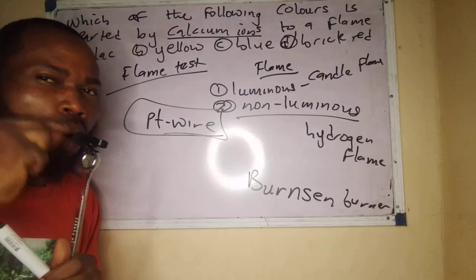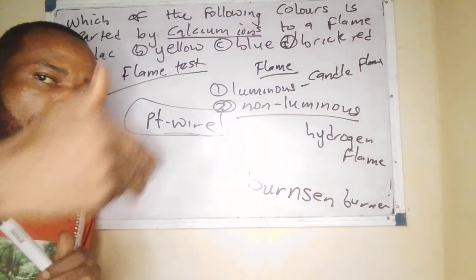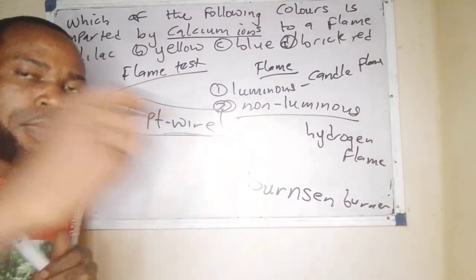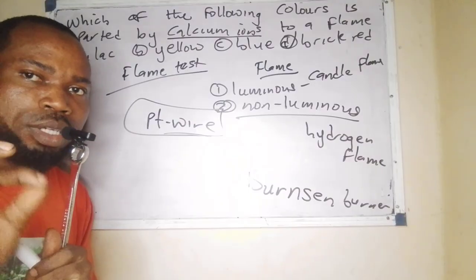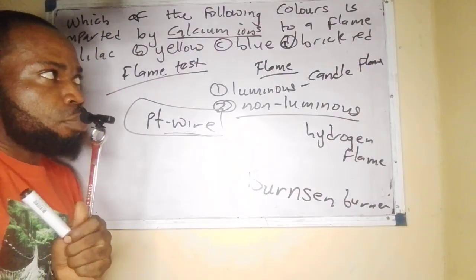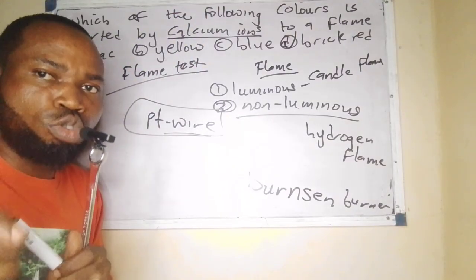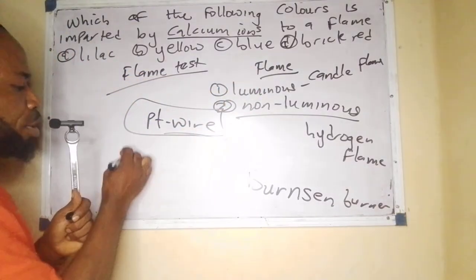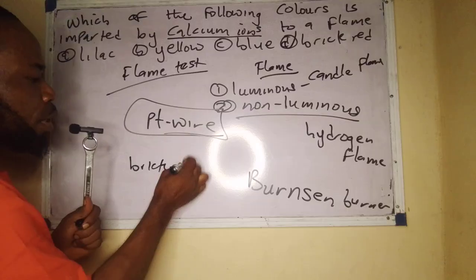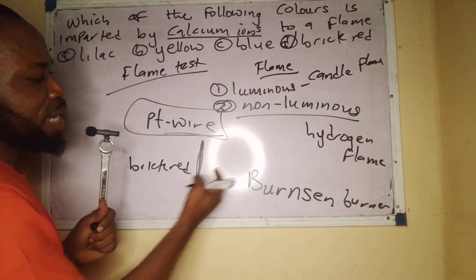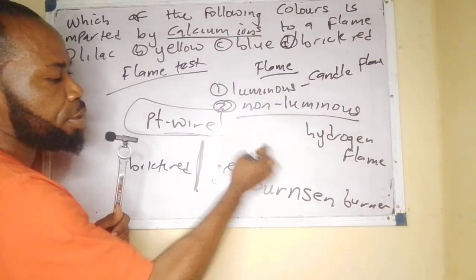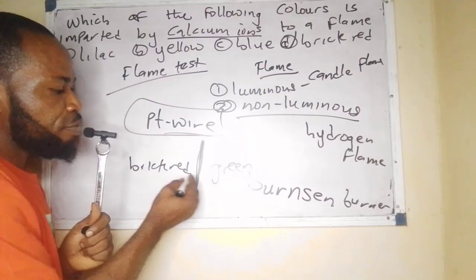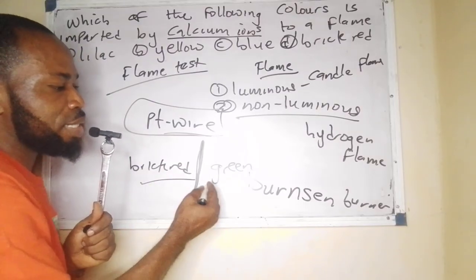If that brick red or orange red coloration is viewed through a blue glass, there's one question that comes out in the examination. They said, if the brick red coloration of calcium is viewed through a blue glass, which color will you see? Now, if this brick red coloration is viewed through a blue glass, it appears green. So you have to be very wise.